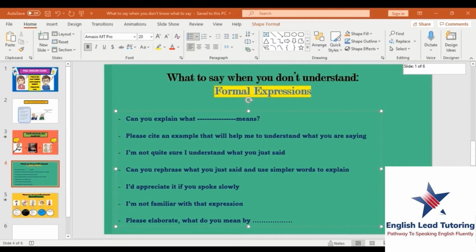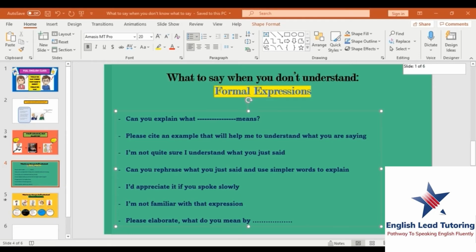Now, a third formal expression you can use is, I'm not quite sure I understand what you just said. Again, maybe the reason why you don't understand is because of an accent issue, or maybe the person spoke too fast. In that case, you can say, I'm not quite sure I understand what you said. So the person will turn around and explain maybe in a simpler way what they just said, or they might use an example, or they might ask you, what part of what I said don't you understand?